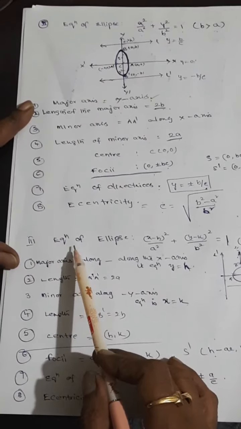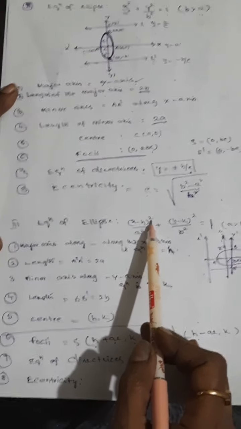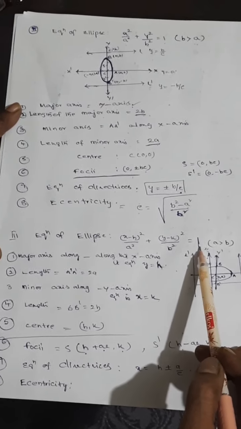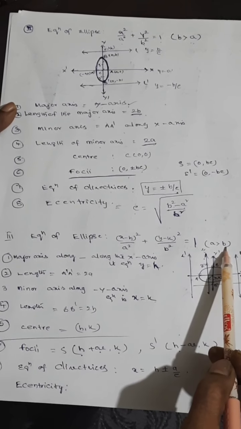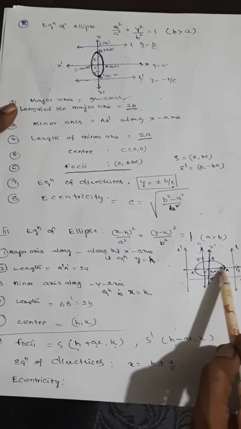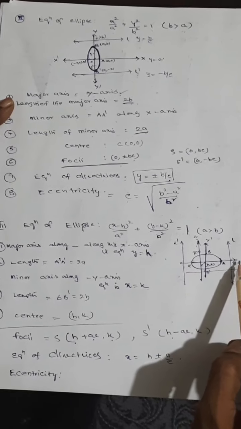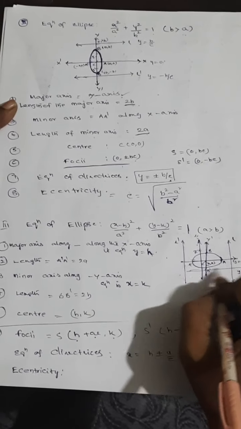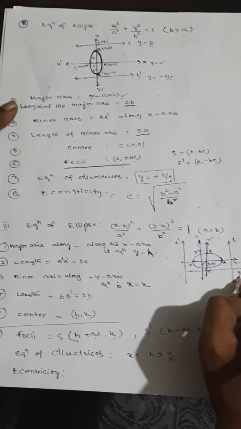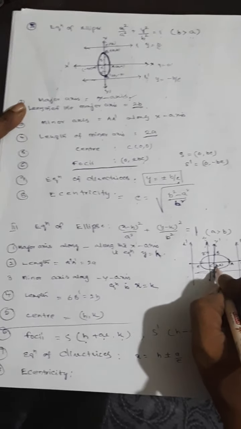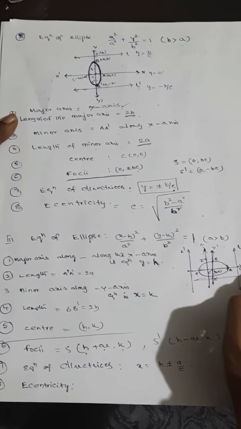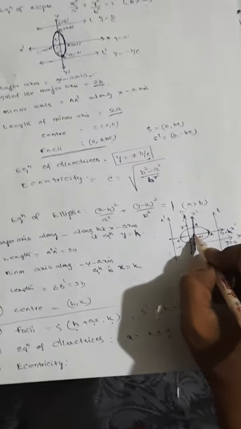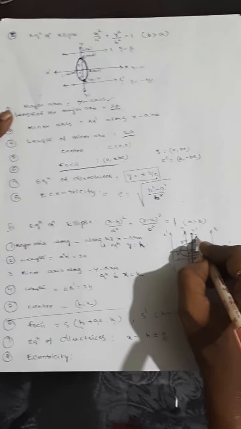Now, the third type: the equation of the ellipse is (x minus h) whole square by a square plus (y minus k) whole square by b square is equal to 1, where a is greater than b. In this, the major axis is along the x-axis and its equation is y is equal to h because it is parallel to the x-axis. The equation of the x-axis is y is equal to 0, at a distance of h units. So, the equation of the major axis is y is equal to h. Similarly, the equation of the minor axis is x is equal to k.